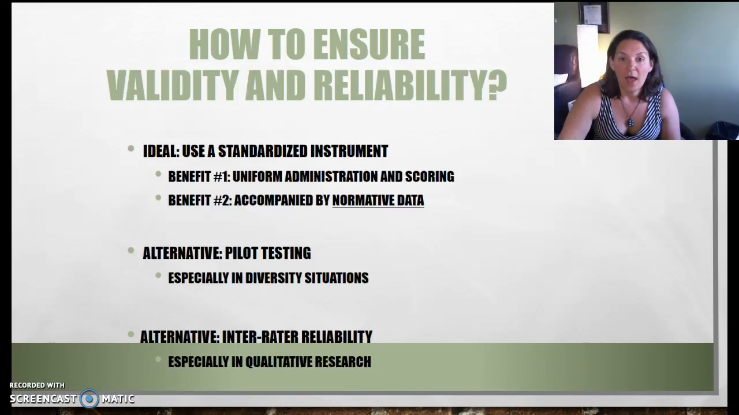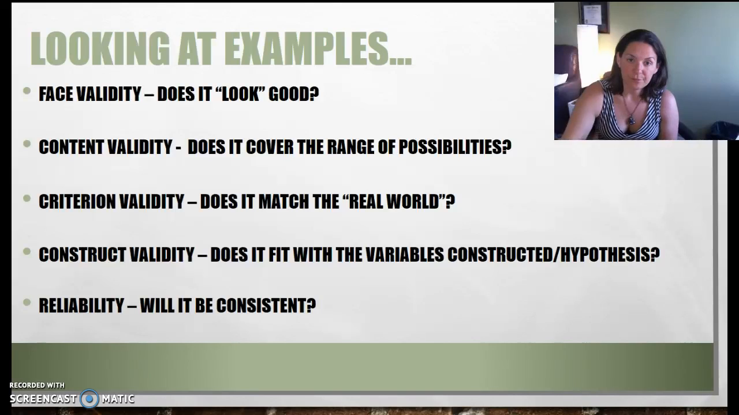And so we can use a standardized instrument to do this. That's one possibility, and that's one of the things you're going to look for. But pay attention in your textbook to the pros and cons of using standardized instruments.